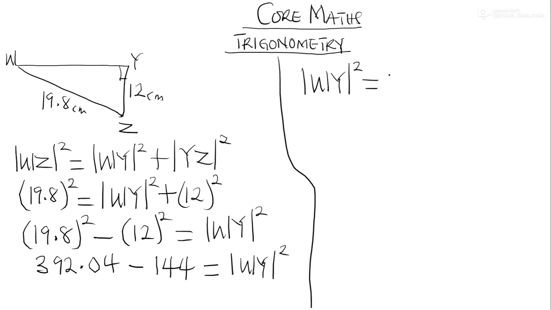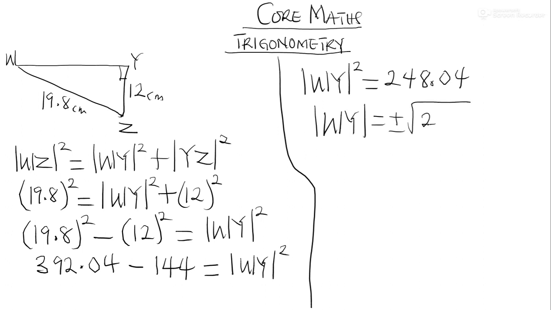248.04. Okay, so that is when we do the subtraction. This is what we are going to get. So we want only Wy. So we have to find the square root of both sides because it is what? Squared. So Wy is going to be plus or minus the square root of 248.04.